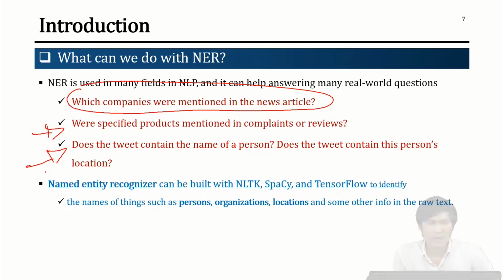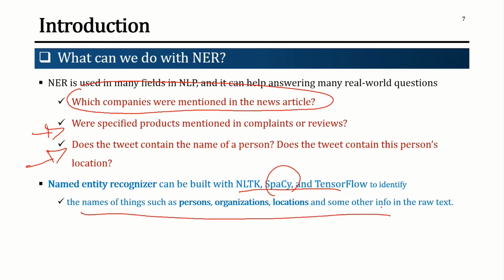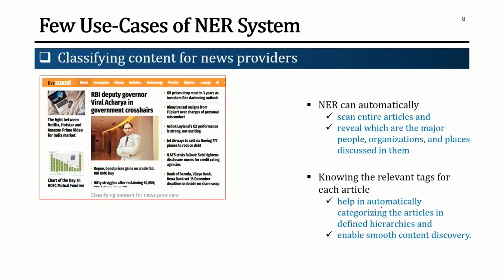A named entity recognizer can be built with a set of libraries. We have NLTK, or we can use SpaCy, or we can use TensorFlow, which we learned in the previous chapter, in order to identify the named entities in a given text. We can use NLTK, SpaCy, or TensorFlow. Next we will see a few use cases of NER systems. The first one is classifying content for news providers.